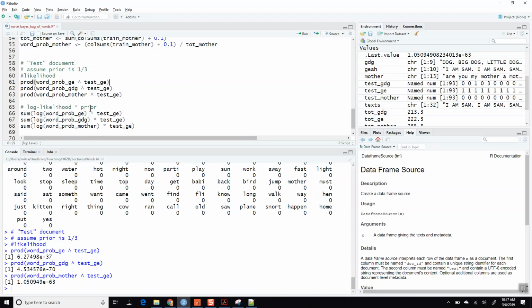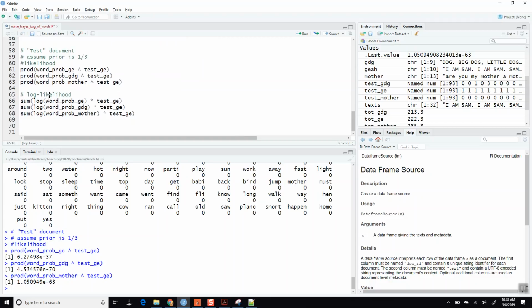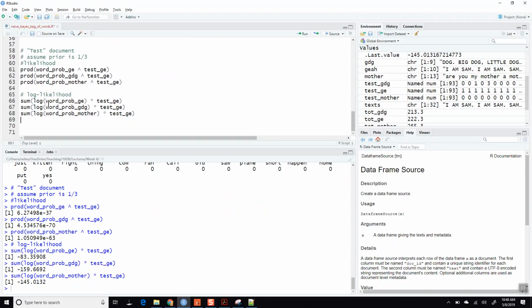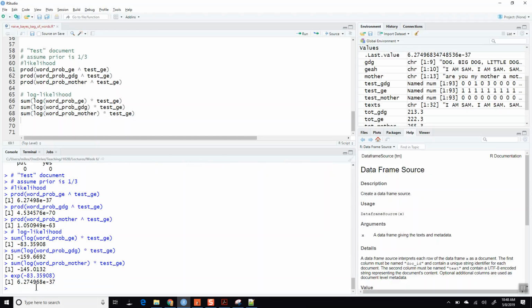So here's our likelihood. Instead of dealing with the likelihood directly, it might be preferable to deal with the log likelihood. So we would take the log probability, and instead of raising it to the word count, we would just multiply it by the word count and take the sum. And we would get this. So these are the log probabilities, and if I take the exp of this value here, indeed I get back the original thing.